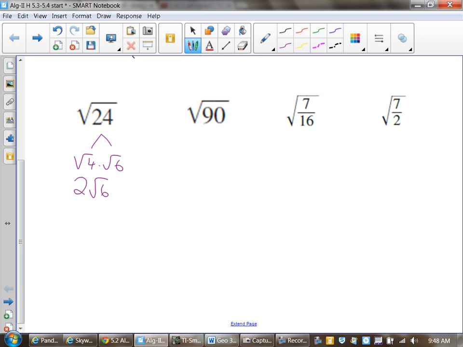Yes, sir? Are we not allowed to bring in those calculators from last year? Because then I could just solve them for us? Yeah, I'm going to show you how to set some of these up a little bit easier. So this is root 9 and root 10, so you get 3 root 10.